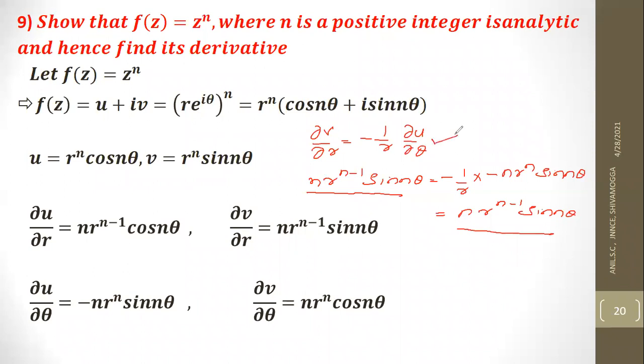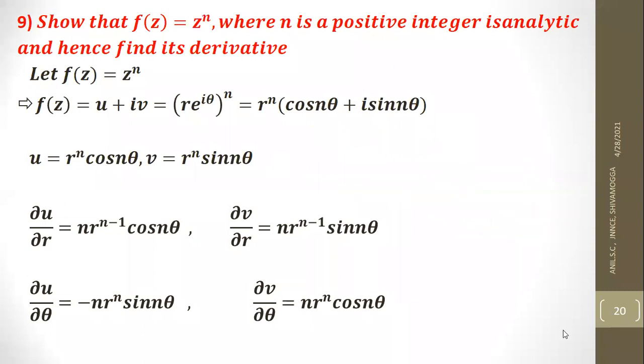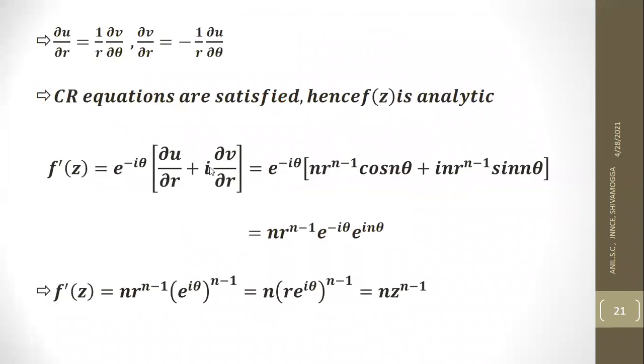Both the CR equations hold. Therefore, what is the conclusion? F of Z is analytic, and hence we can find its derivative. You make the conclusion: CR equations hold. Therefore, F of Z is analytic.